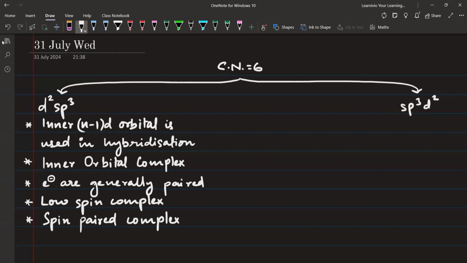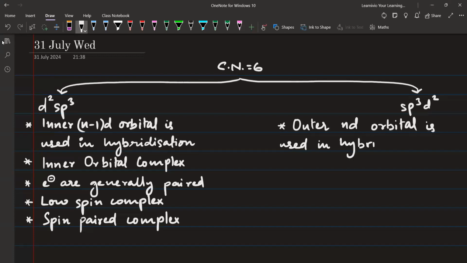Another hybridization that we have is known as sp3d2. In this hybridization, we use outer, that is nd orbital. N is the outermost shell. The nd orbital is used in hybridization. This is known as outer orbital complex.